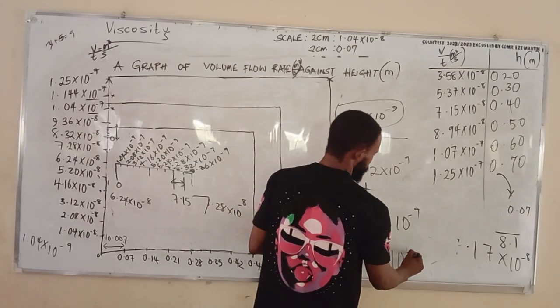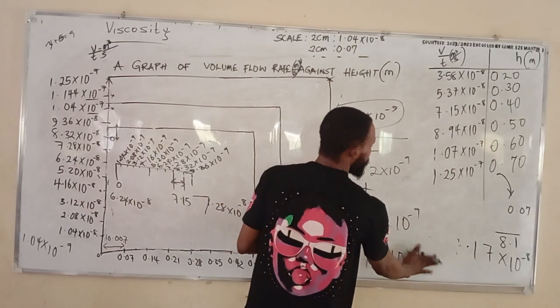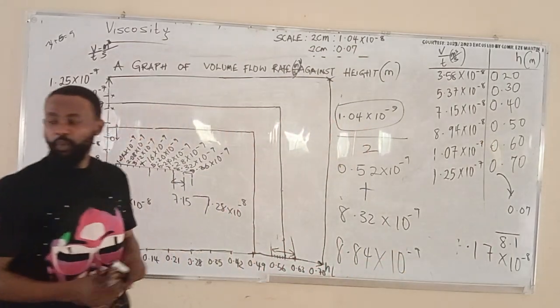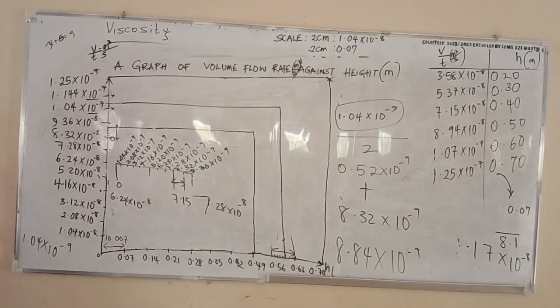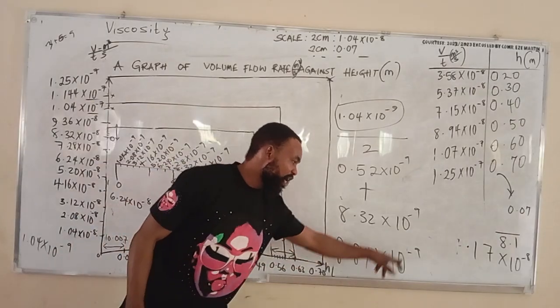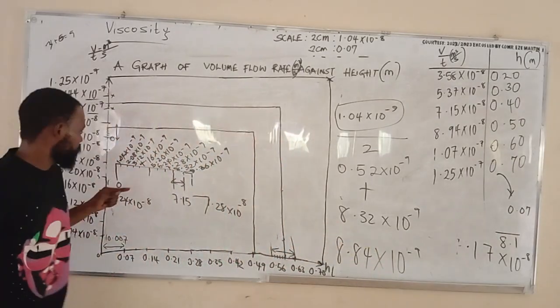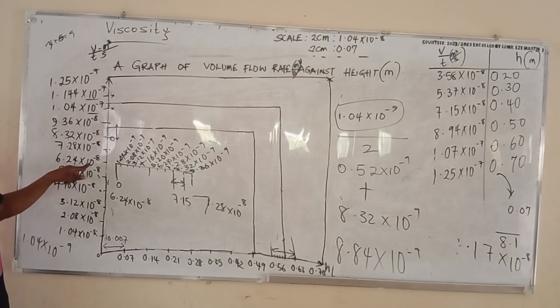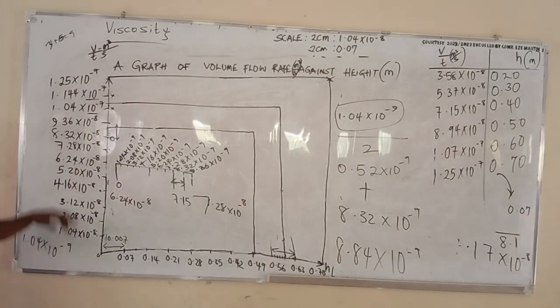Times 10. The truth is that once you are doing it by this standard, do it like for almost all your practicals. Use it as your practice. Once you learn it, it will be easy for you. You can look at it then and say this one is this one. Now do for me 8.84 times 10 raised to the power minus 9 plus 6.24 times 10 raised to the power minus 8. What do you have?